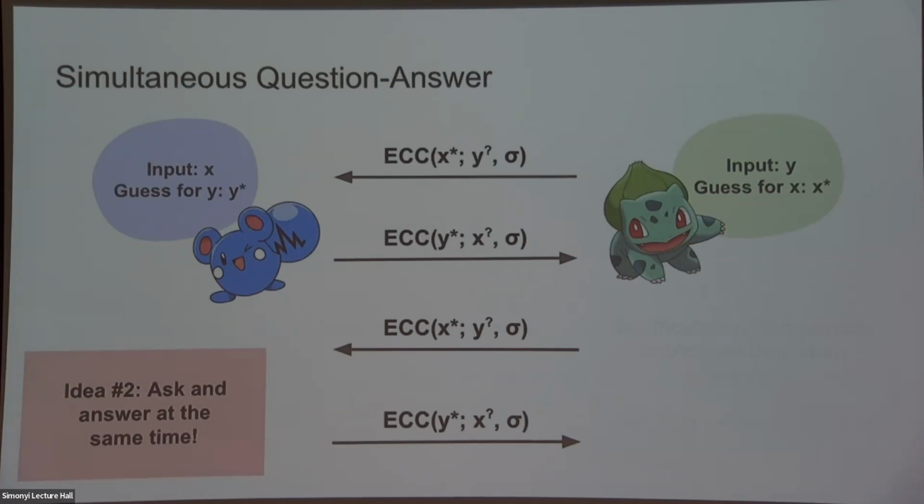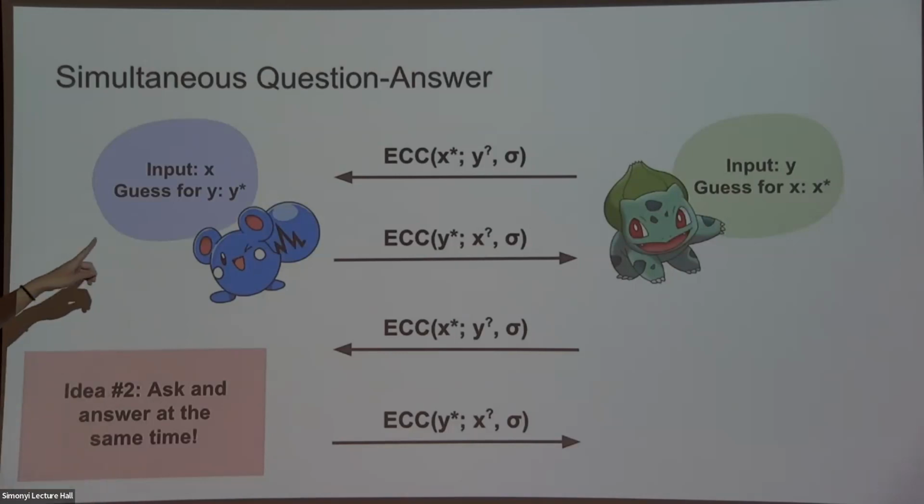So from that, the second idea is: in the previous slide we had Bob trying to learn Alice, but we actually need both parties to be learning each other. So let's just have them both ask and answer simultaneously. And hopefully this will give you 2/3 on both sides and then we'll be done. So that's what we're gonna do here.